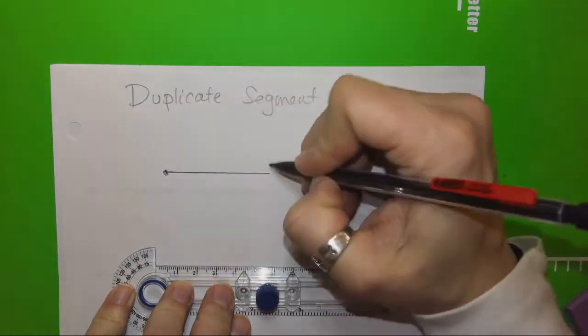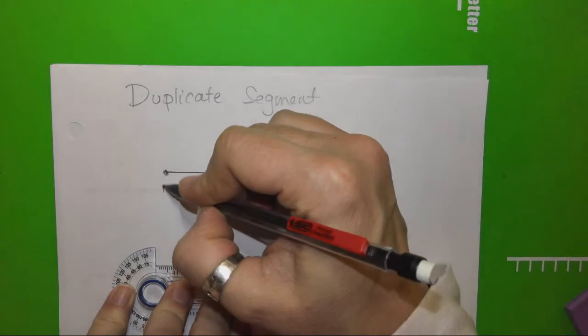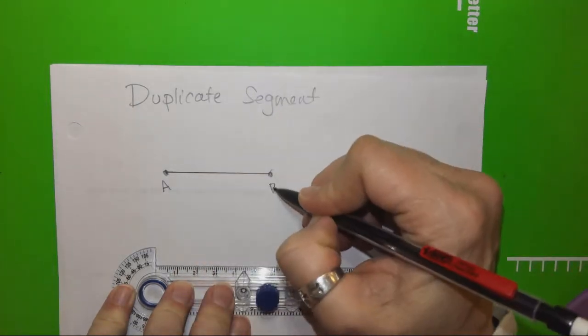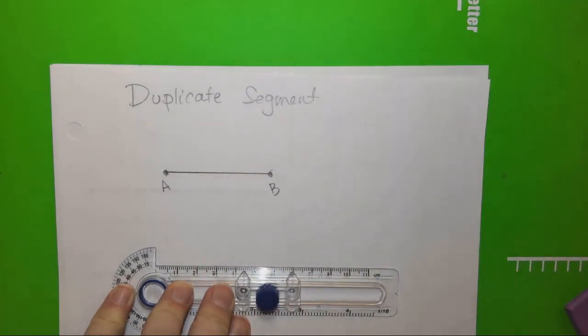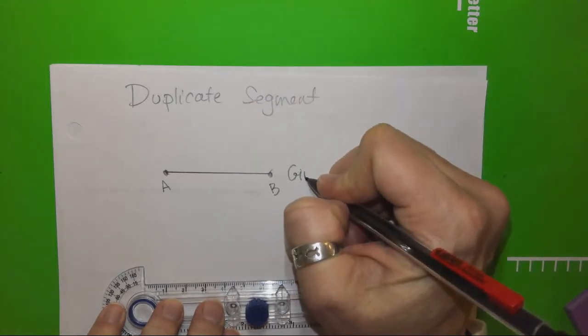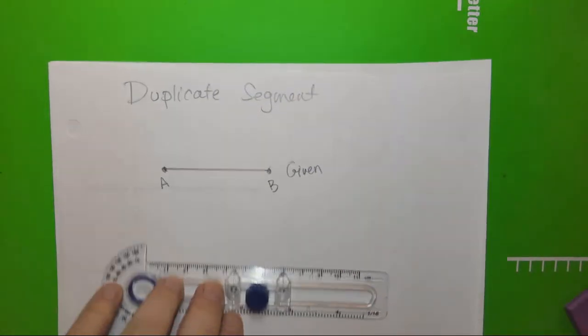So label your given information. We're going to call our original segment AB. So this is our given. It's what we start with.